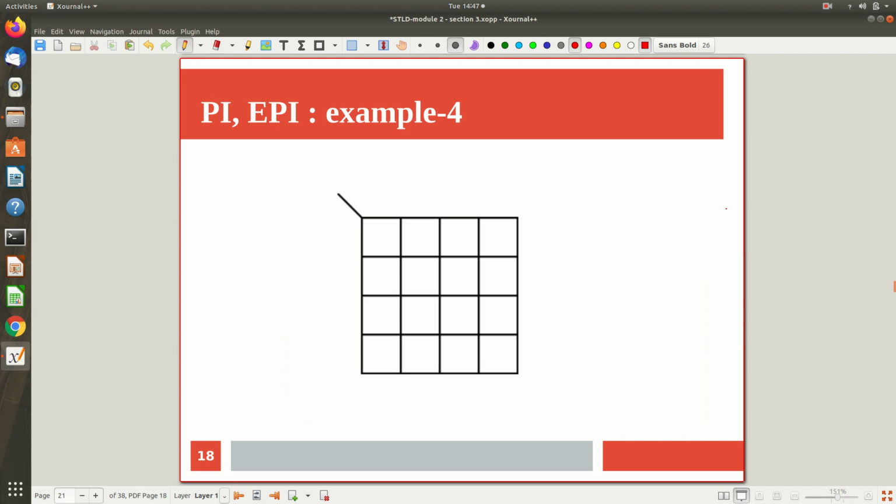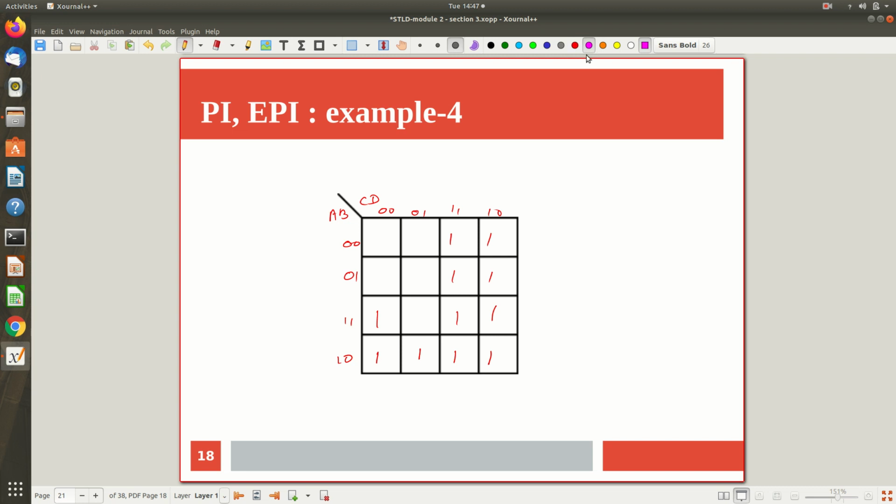Now another example. So what can I take? One here, one here, 1 1 1. Let us try to have a cube of 8 cells. Okay. A B, C D, 0 0, 0 1, 1 0, 1 1. Here also 0 0, 0 1, 1 0, 1 1. Okay. So this is the kind of K-map I am having.